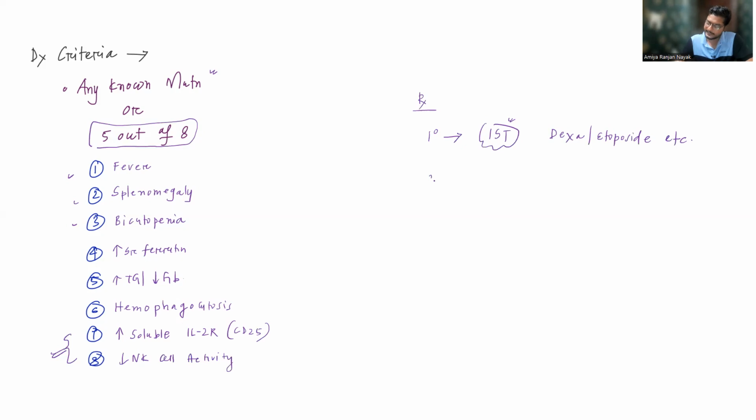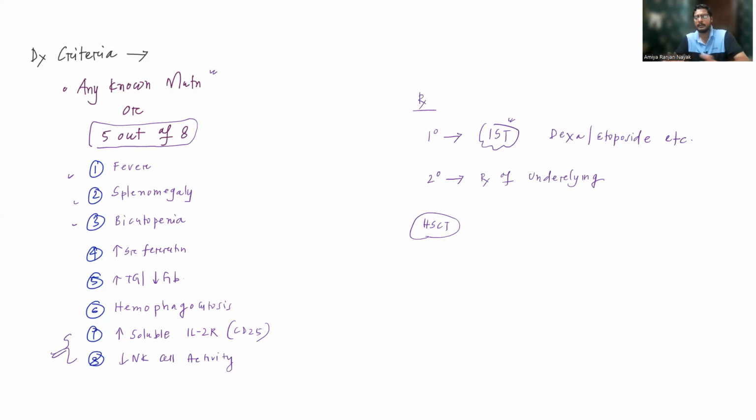But if it is secondary, you have to treat the underlying cause. If it's an infection, you have to treat the infection. If it's a malignancy, you have to treat the malignancy. And of course, if nothing is responding, you can take the patient up for hematopoietic stem cell transplantation. So this is a very brief outline of the treatment.